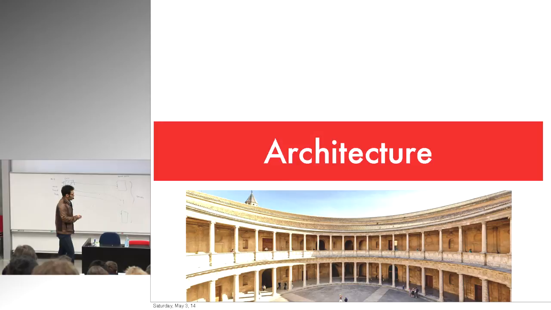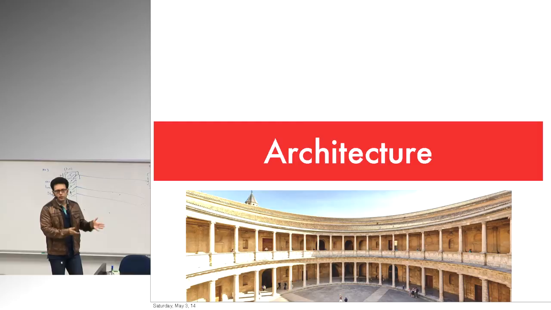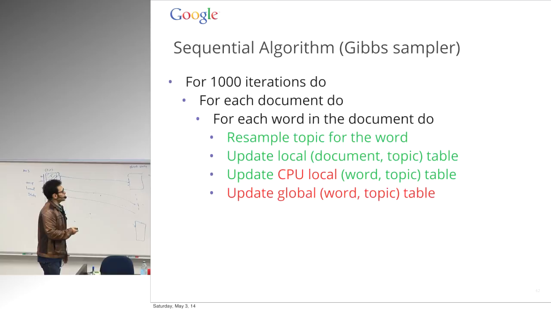Okay. So we want to put all of this idea into how we can use it to build the system end to end. Okay, so back to our sequential algorithm. The only machine learning part which we talk about today is a collapsed Gibbs sampler.